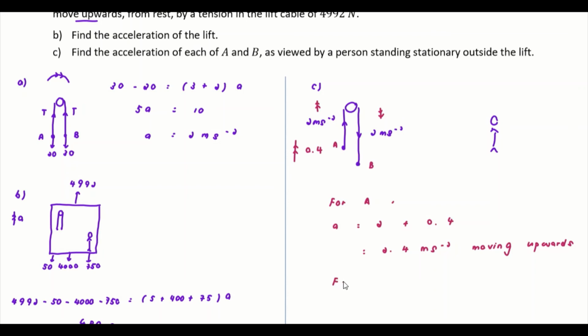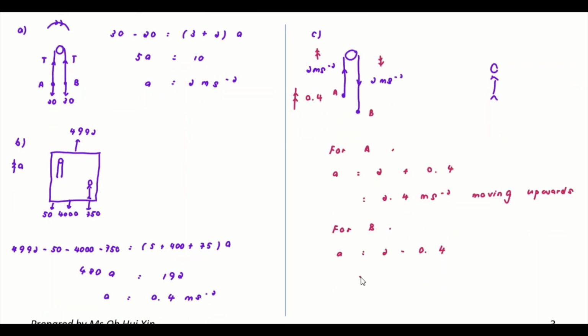So for B, the acceleration will be equal to 2 minus 0.4. This part is 1.6, but remember to write it down as positive as well, because we are looking at moving downwards as positive. If you were to write moving upwards, then it would be negative 1.6. Okay, so that's the idea.